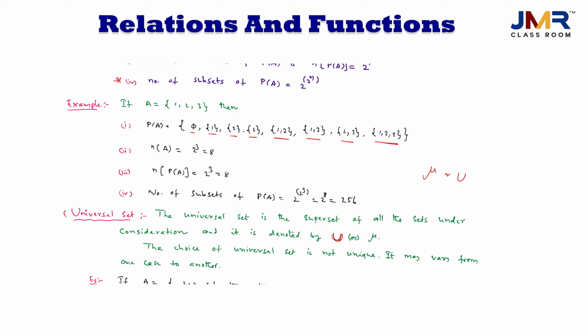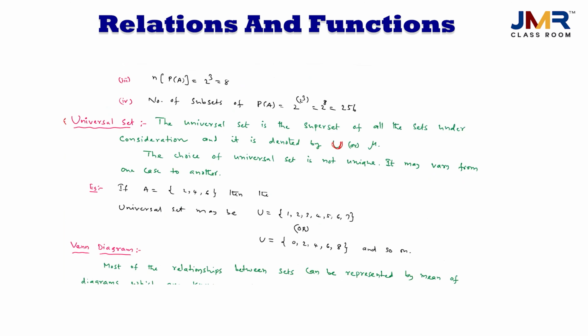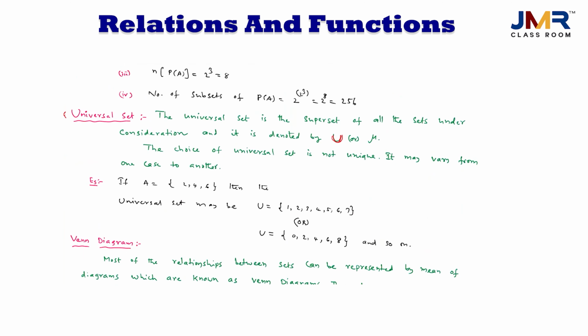The choice of universal set is not unique. It may vary from one case to another case. Means universal set is a superset of all the sets, it is not necessarily a unique set. Many universal sets may exist under our consideration. Example, if A equals {2, 4, 6}, then many universal sets exist. I wrote some universal sets of the given set A, that is U equals {1, 2, 3, 4, 5, 6, 7}, or U equals {0, 2, 4, 6, 8}.